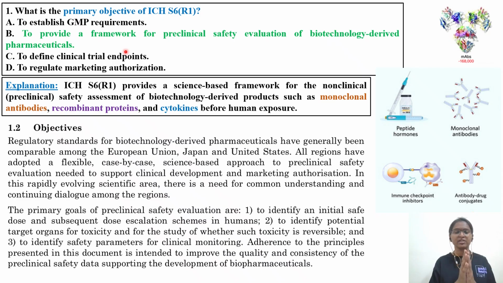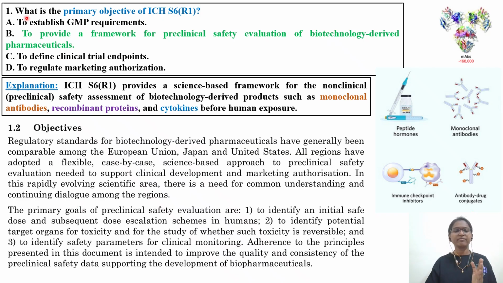If you look into the name of the guideline also, you will understand. So what is the explanation? ICH S6 R1 provides a scientific-based framework. It is not a checklist. Based on the nature of the biotechnology product, case by case, that's why it is a science-based framework for the non-clinical, preclinical safety assessment of biotechnology-derived products such as monoclonal antibodies. So what comes under this bigger umbrella called biologics or biotechnology-derived products is monoclonal antibodies, recombinant proteins, cytokines, and many more. We'll discuss that from the guideline itself.